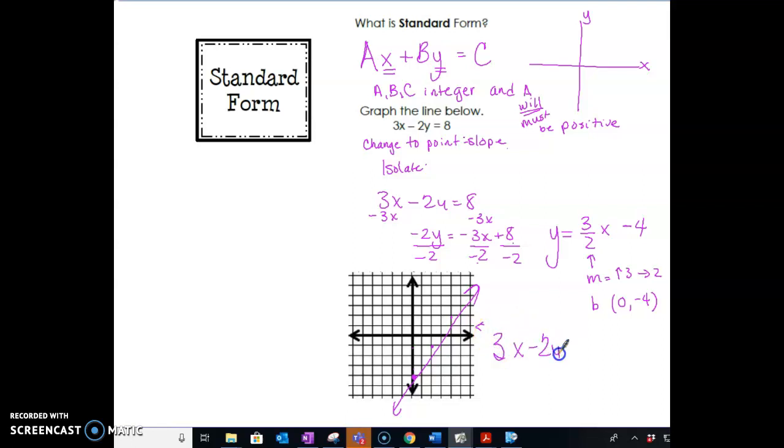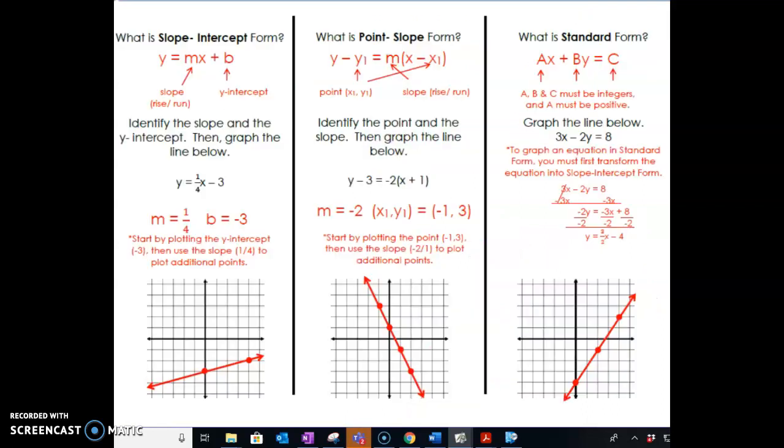So if I have 3x minus 2y equal to 8, I've got to move my x term. That means I have to subtract 3x from both sides. Negative 2y equals negative 3x plus 8. These are not like terms, so I can't simplify it. Then I have to divide by the numerical coefficient in front of the y, so each term gets divided. So my equation is y equals 3 halves x minus 4.